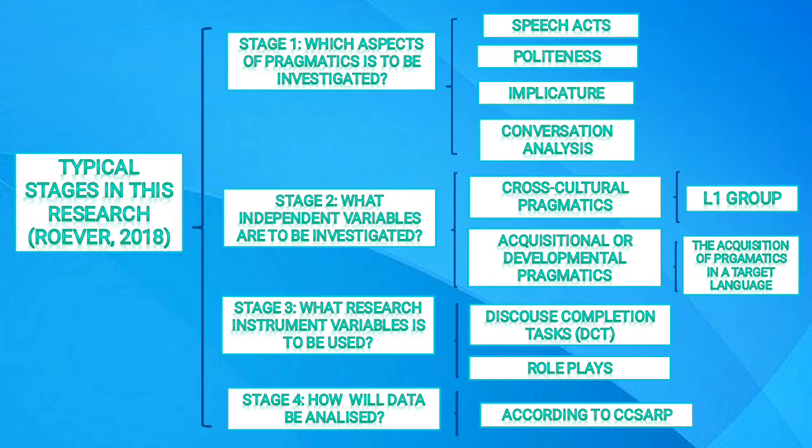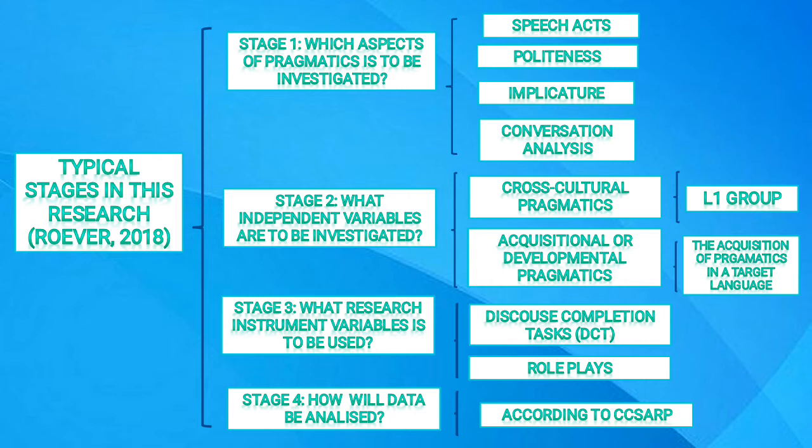Meanwhile, when it regards the acquisition and development of pragmatics in the second language, the target language, usually we have two independent variables. For example, they may have one group of native speakers and one group of non-native speakers that are acquiring the language. On stage 3, we will ask ourselves what research instrument is to be used.